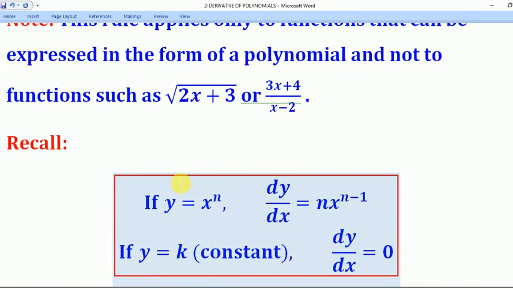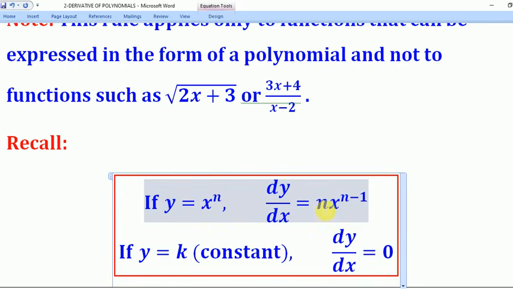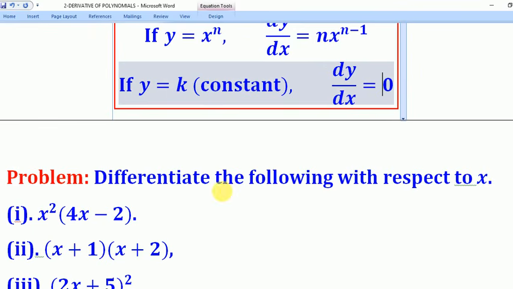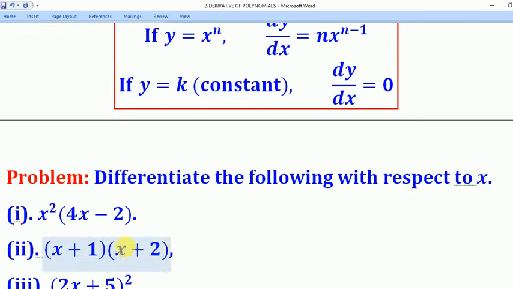In lesson 1 we saw that if I want to differentiate x to the power n, the answer will be n times x to the power n minus 1, and if I want to differentiate a constant, the answer will be 0. We shall use that to go through the solutions to the following problems. Problem 1: differentiate the following with respect to x.